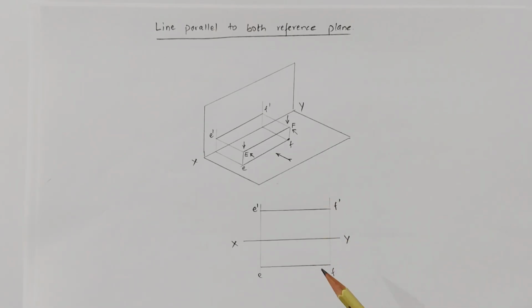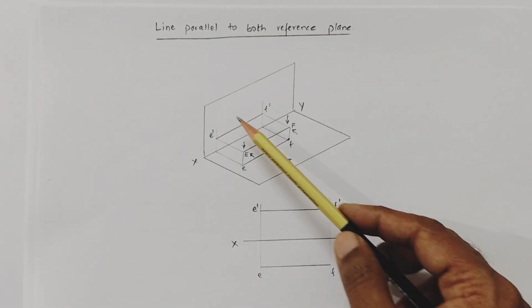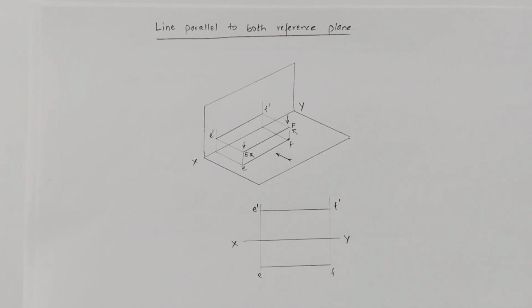The same we can represent in this 2D diagram, where XY is the axis. So e dash f dash represent the front view of the line EF, and here is the top view of the line, that is small letters ef. So this is the projection of this line in the front and top view.